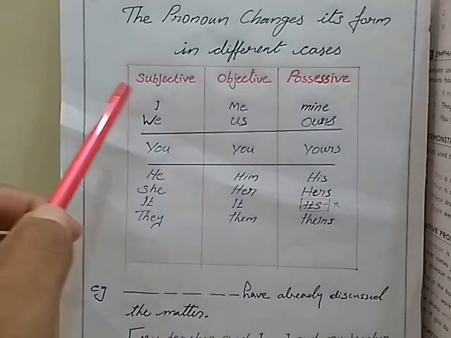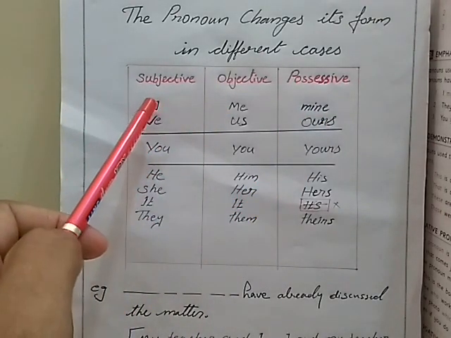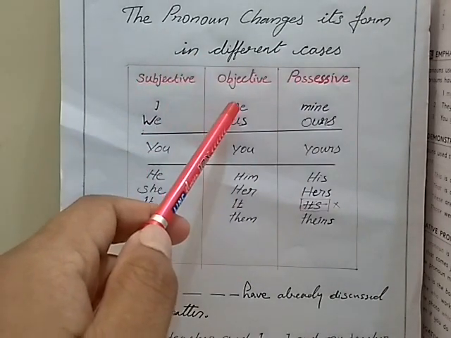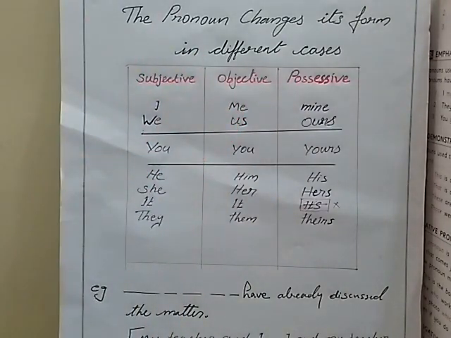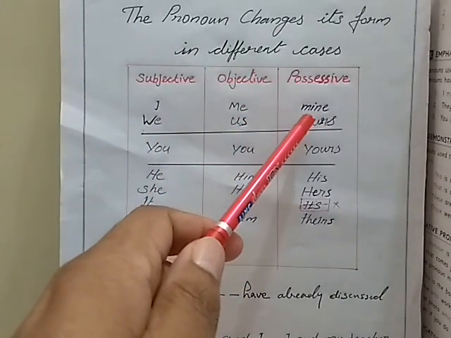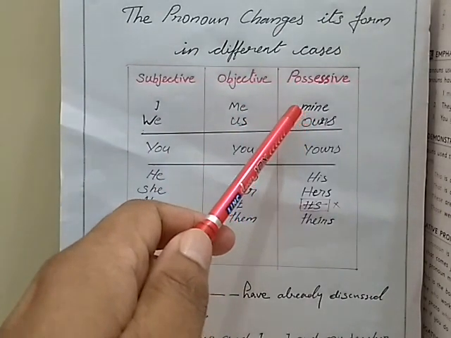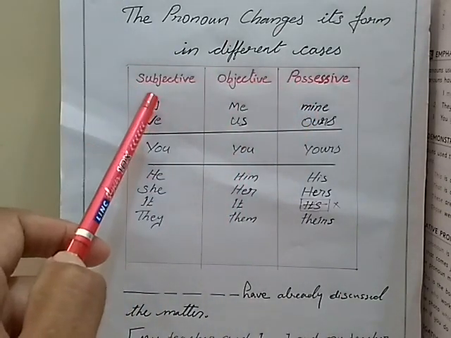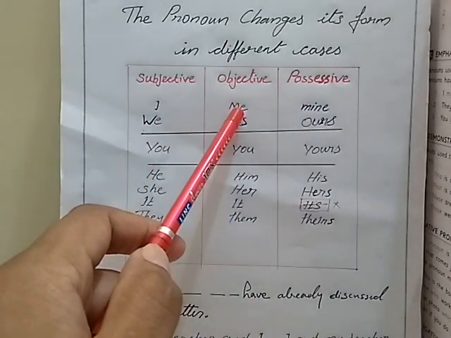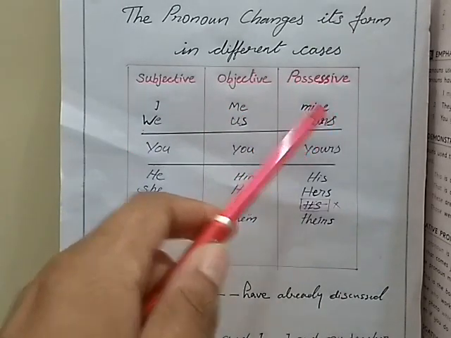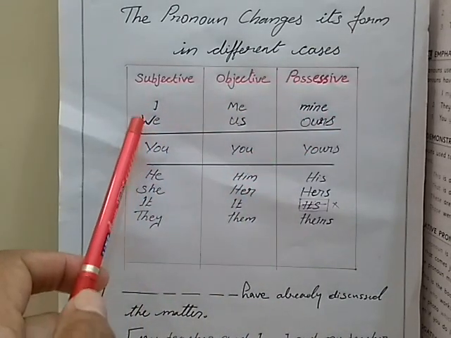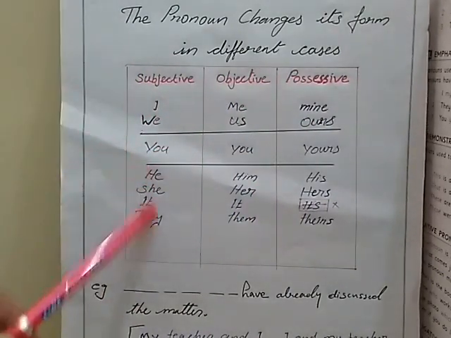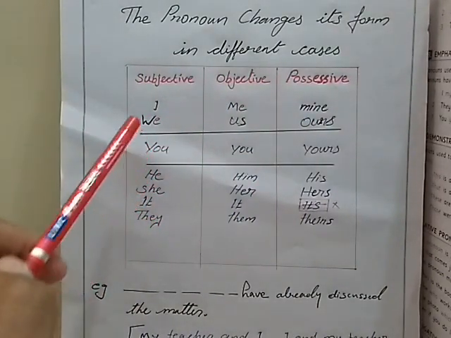Though the meaning is the same, this I we will use in the subject place, the form me we will use in the object place, and when we want to use it as a possessive pronoun we will use mine. This is the singular form: I, object me, and possessive mine. The same way we, the plural form of first person. This is first person, this is second person, and this is third person. Both singular and plural I have given together.